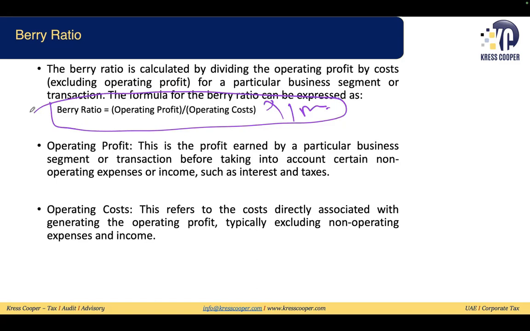Then the same principle and scenario apply: internal comparables and external comparables. The Berry ratio for the entity should be the same as for the comparable uncontrolled transaction, and this comparable uncontrolled transaction can be internal or external. This is another method to ascertain the arm's length price.